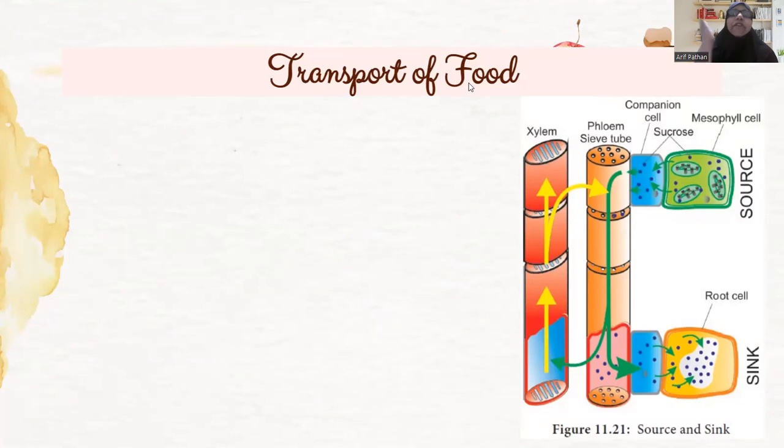Up till now we were talking about xylem. That was transport of water, that is the ascent of sap. Now we will be talking about transport of food. So the conducting tissue which is responsible for transport of food is phloem. Okay. You should be aware of the different parts of the phloem.